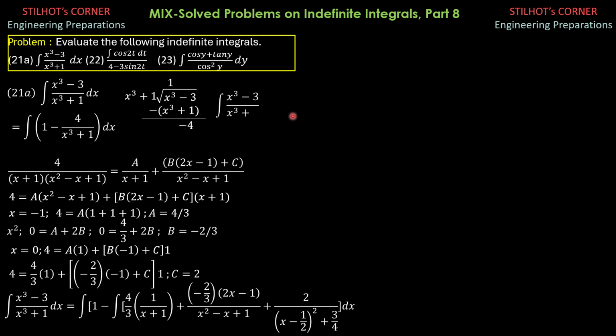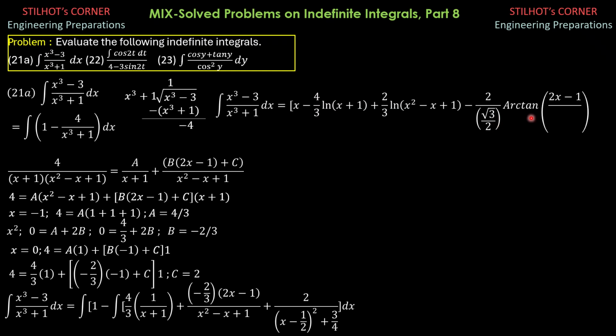So again, the result is equal to x minus 4 thirds of ln of x plus 1, plus 2 thirds of ln of quantity x squared minus x plus 1, then minus 2 over the square root of 3 over 2 arctan of quantity 2x minus 1 over the square root of 3 over 2, plus c.